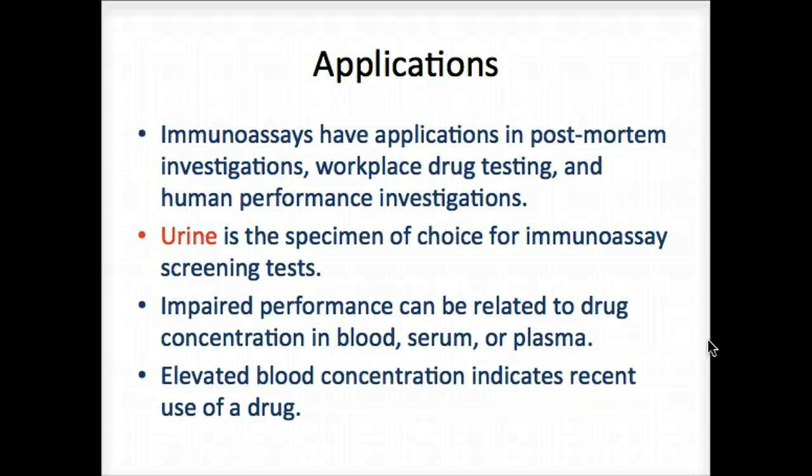Analytically, urine is the specimen of choice for immunoassay screening because it has fewer interfering proteins and decomposition products. However, it is easier to relate impaired performance to drug concentrations that are measured in blood, serum, or plasma than in urine. An elevated blood concentration of a drug indicates more recent use of the drug. Be that as it may, urine is easier to use in a screening program since it is easier to obtain and is easier to analyze. Also, many drugs and their metabolites will be excreted into the urine days after absorption into the body has occurred.